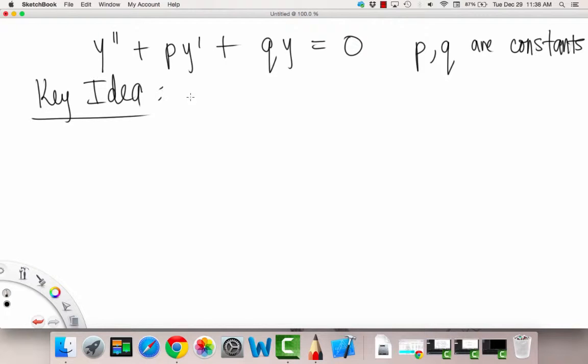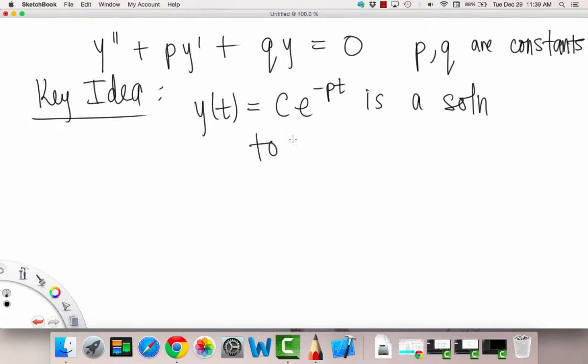So here we have it. Basically we have that y of t, which is equal to c, some constant, times e to the negative pt, is a solution to, and this is a completely different equation, y prime plus py is equal to 0. But it looks kind of similar, right? This is a first order linear homogeneous equation.